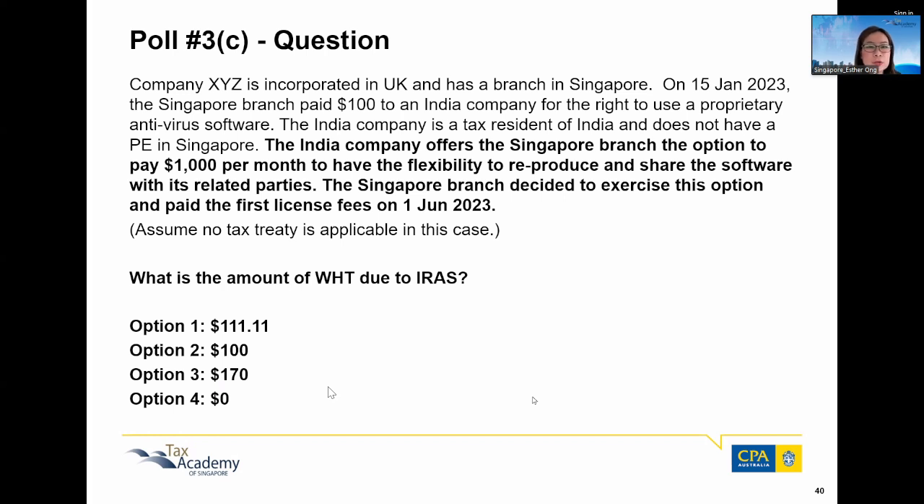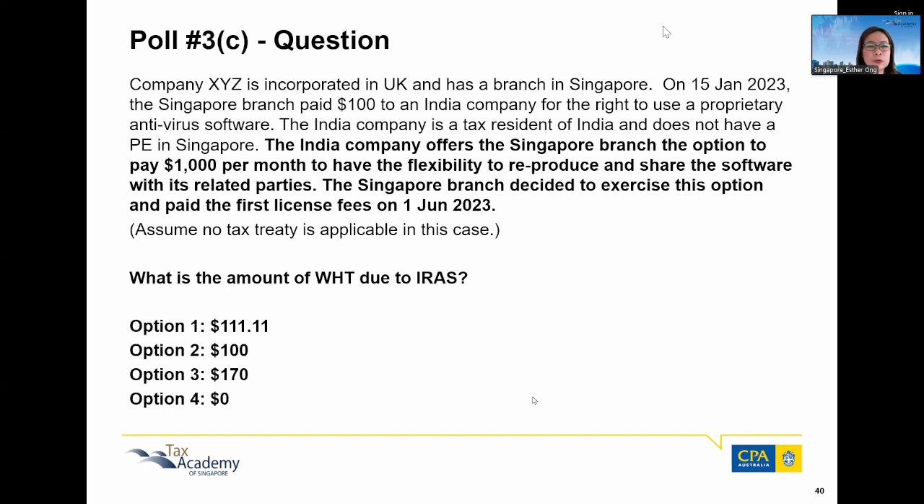And why is it not option A, which I think quite a number of you chose, 111.11? It is not option 1 because the question does not tell us that the contract provides that it is net of tax, meaning that the tax will be borne by the payer. So we don't assume that it is net of tax. Generally, we will assume that it is not net of tax unless otherwise stated in the question, and in practice as well. So basically, you will just use the gross amount and apply the relevant withholding tax rate.